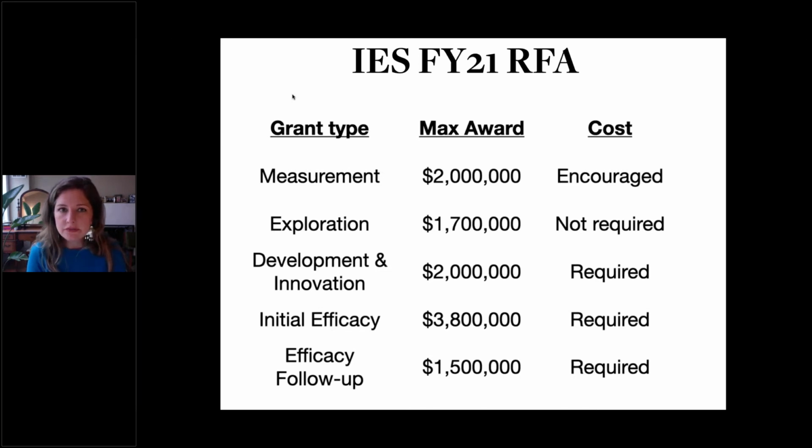Okay, so in the RFA, as you all are probably familiar from IES, the grant types are listed there on your left. And then on your right, there's information about where costs are either encouraged or required. So we're going to talk today about measurement. We're going to talk about development and innovation at the end, and we're going to talk about initial efficacy or efficacy follow-up, or potentially effectiveness if you're doing that either from prior funding or from a different source. We'll talk about those in the middle.